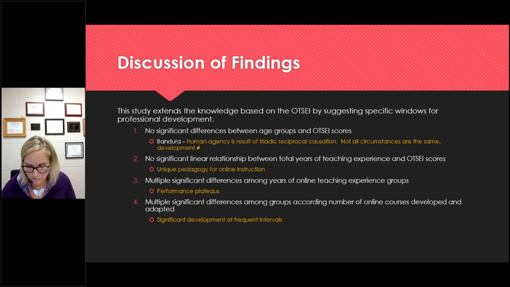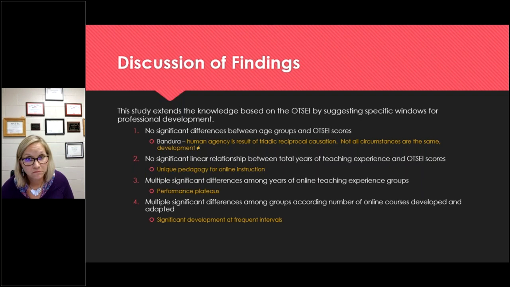And so my study hopefully adds to the literature in that those performance plateaus can be used to strategically time professional development for online nurse educators. So for our first research question, there were no significant differences between age groups and the OTSEI scores.